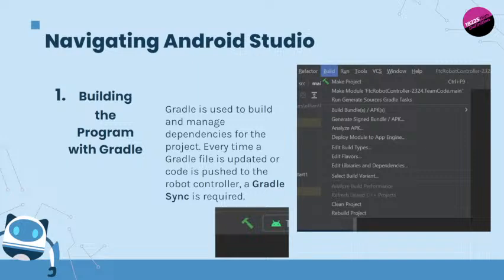Okay. So if you guys don't see the build option, apparently, if you restart your laptop, there's a chance that it's going to appear. So I suggest restarting your laptop first. But if that doesn't work, you probably have to reinstall Android Studio.